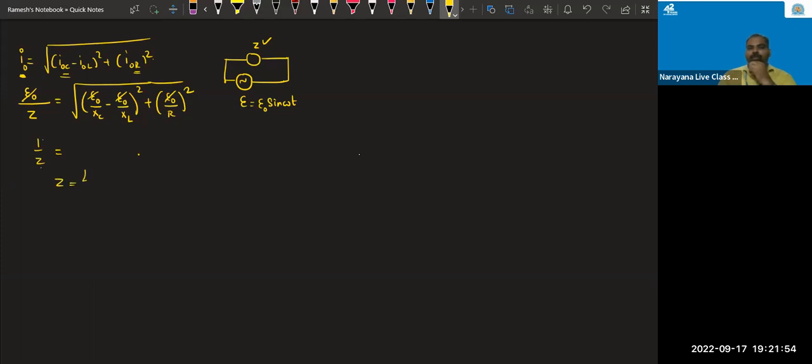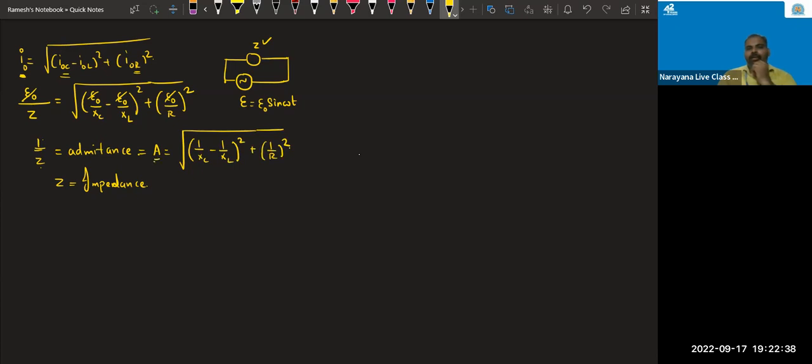Z is nothing but the impedance. Impedance means the vector sum of the entire opposition given by the three components, or total resistance if you call it that. The reciprocal of the impedance is called admittance. Admittance is denoted by under root of 1 by XC minus 1 by XL whole square plus 1 by R whole square.